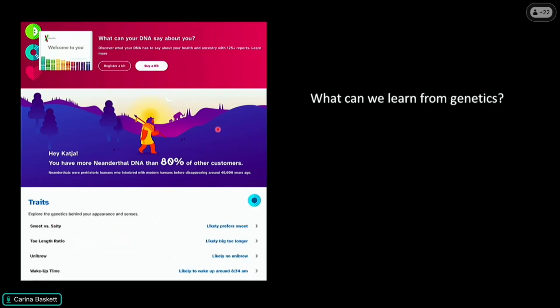But they also gave a lot of other information. They gave me reports on all sorts of different traits, telling me based on my genome sequence what they predicted my traits would be. So whether I would like sweet versus salty. They said, you likely prefer sweet. Well, this is true. My longer toe is indeed longer than my other toes. I don't have a unibrow as far as I know. Also not secretly, this is just how it is.